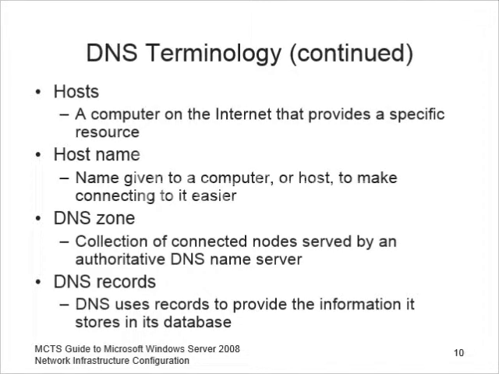is to provide the information it stores in its database. A and AAAA records are the main records stored in a DNS database. Additional records contain information about directory services and email, and are also configured in the DNS records. We're actually going to talk about the DNS zones and the DNS records later in this lesson.